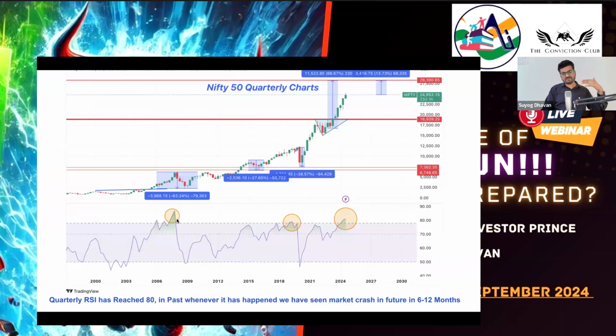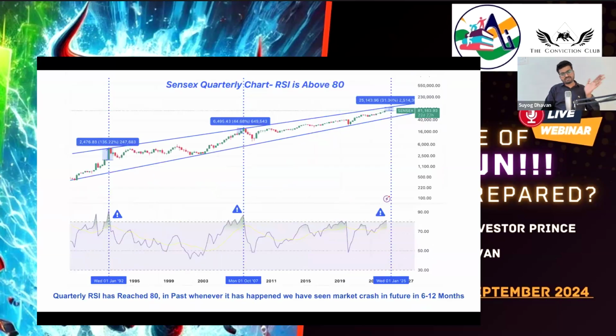If I look at RSI from the Sensex, this is the Sensex chart. In 1992, before the Harshad Mehta bull run, we reached an RSI of 88. Before 2008, we reached a quarterly RSI of 85. And once again, we have just entered that phase. So I'm saying that we will expand till here. And these timelines are asking: are we going to see a big fall or crash in January 2025? The pointers are looking towards that.